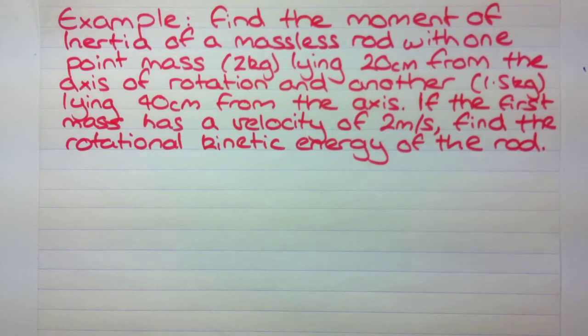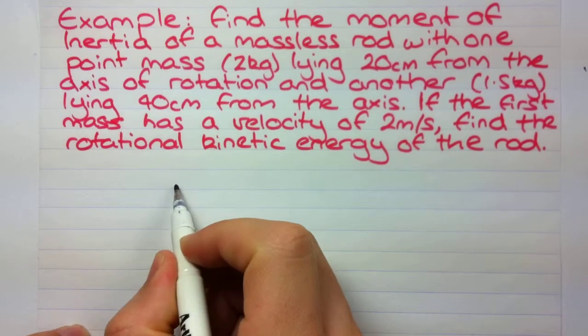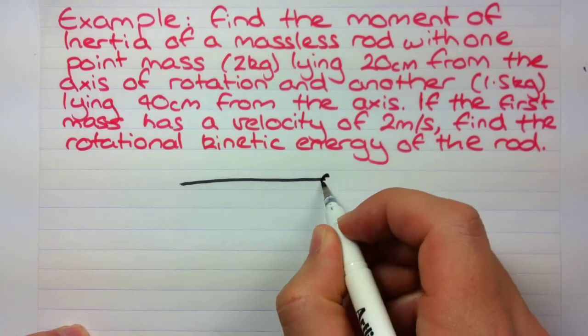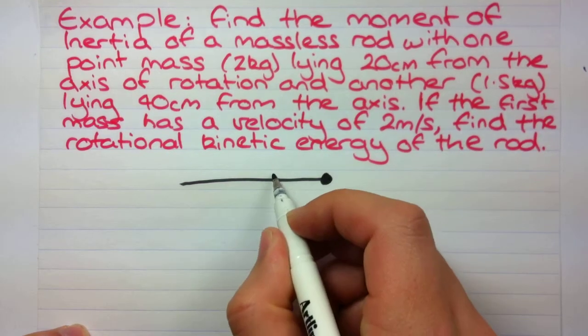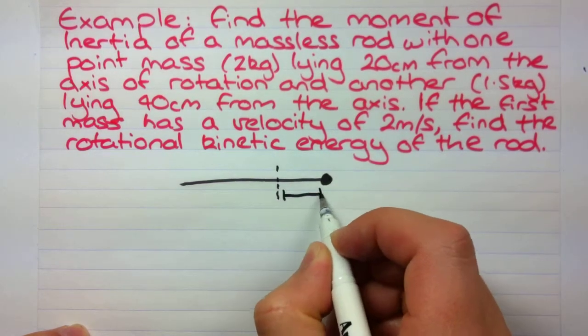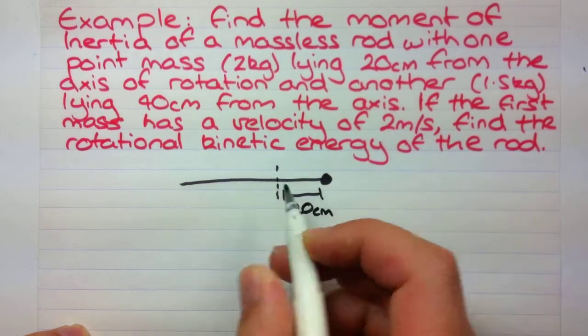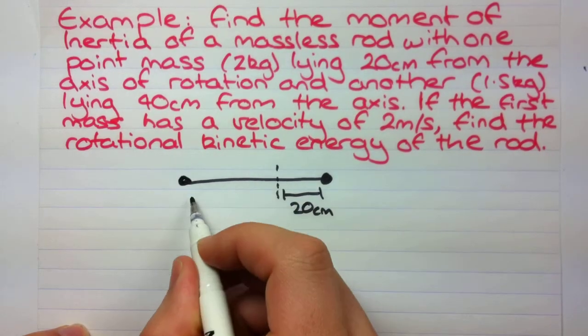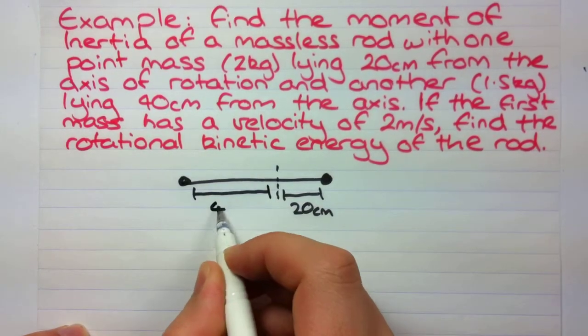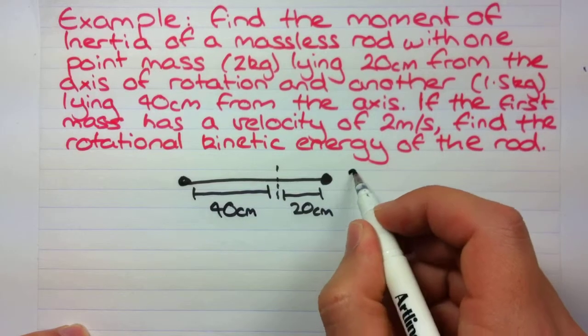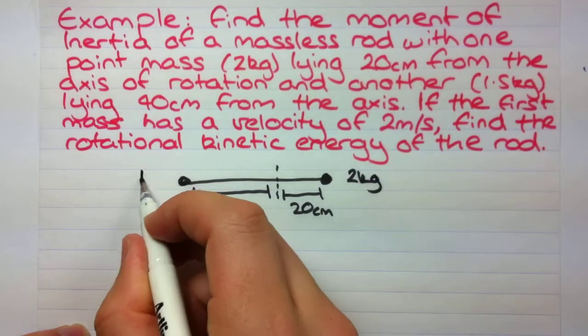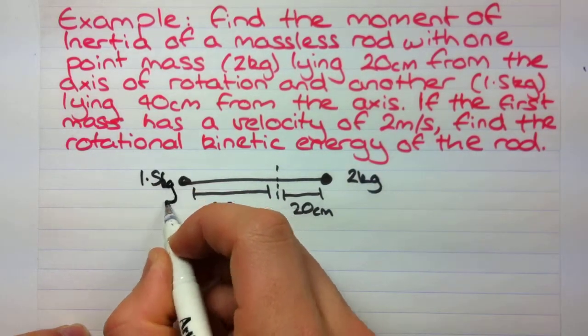So what we're going to do is first draw a nice diagram of our rod. We've got one point mass here that lies about 20 centimeters from the axis, and the other one here which lies 40 centimeters from the axis. This one's 2 kilograms and this one's 1.5 kilograms.